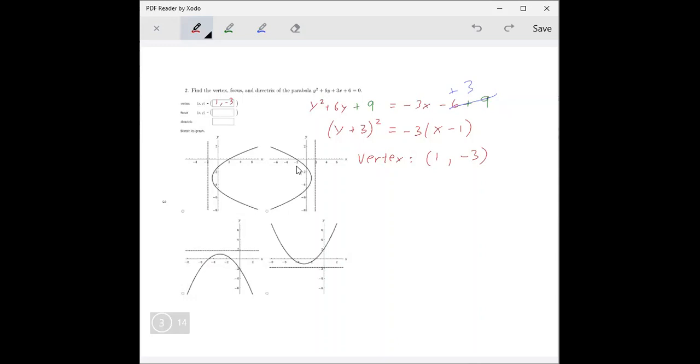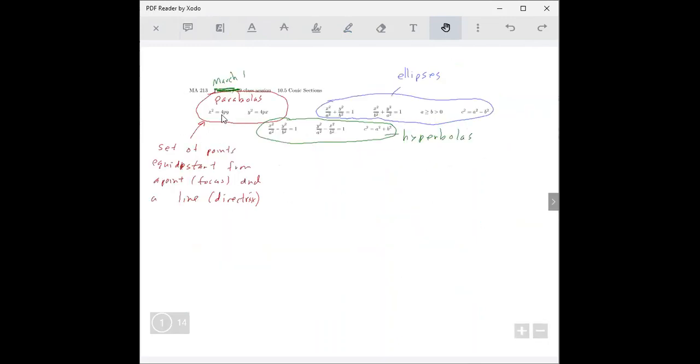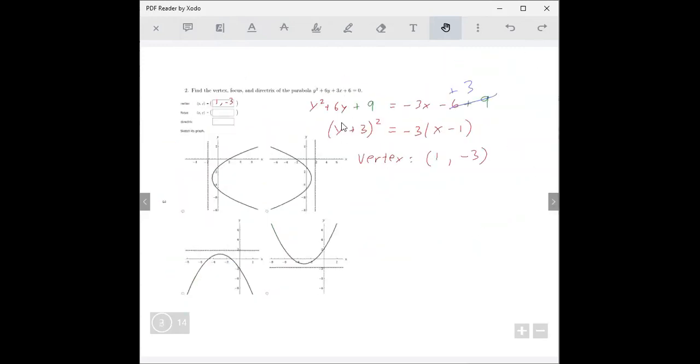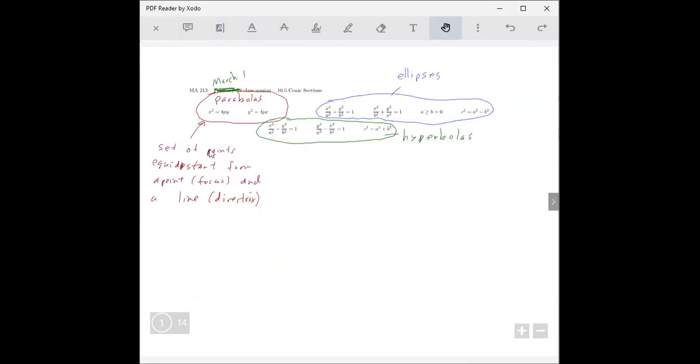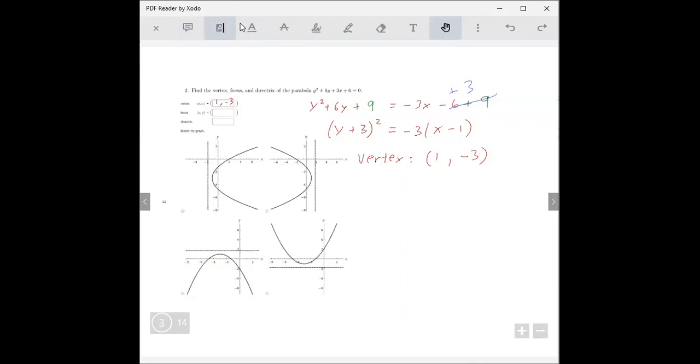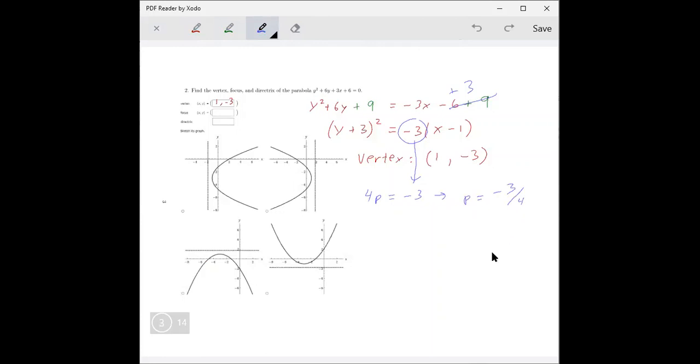Now for the focus, again, I'm going to look at x squared equals, or actually I have a y squared, right? I've got the squares on the y, but it's still, there's a 4p right there. So the key is taking this 4p and setting it equal to this piece right here, negative 3. So that gives me p as negative 3/4.